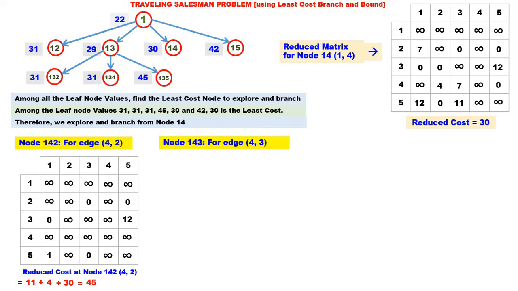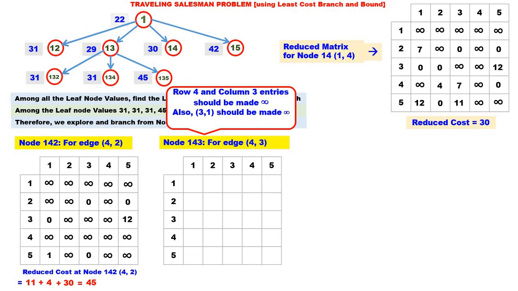Next we shall do for 1 4 3. Row number 4 and column number 3 should be infinity. 3 to 1 should be infinity. Yes. Row number 4 infinity. Column number 3 infinity. 3 to 1 infinity. The remaining values just copy down from the reduced matrix of node 1 4. Just observe, I am just copying the elements.